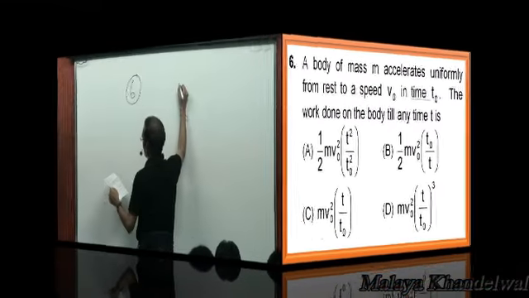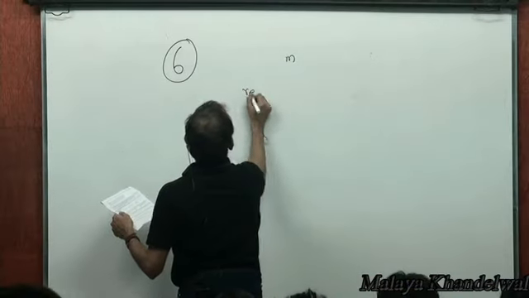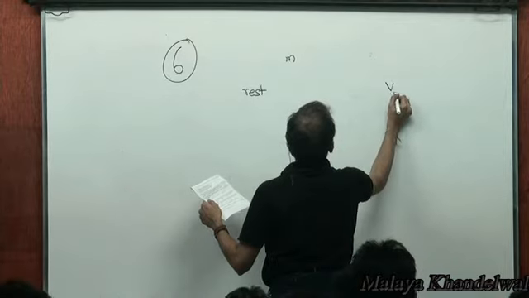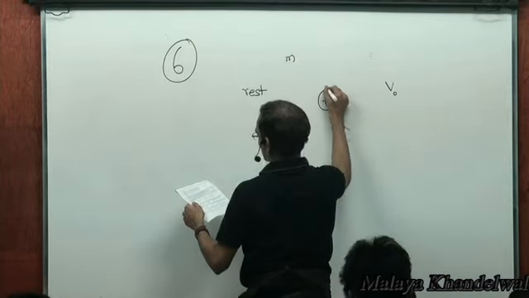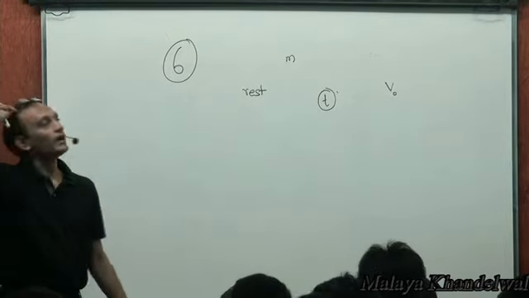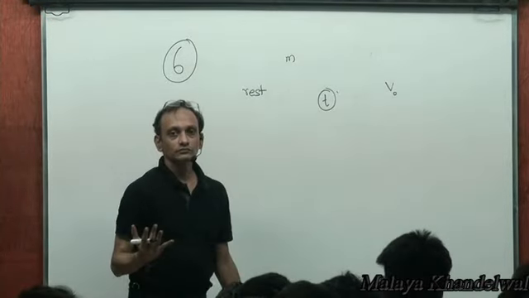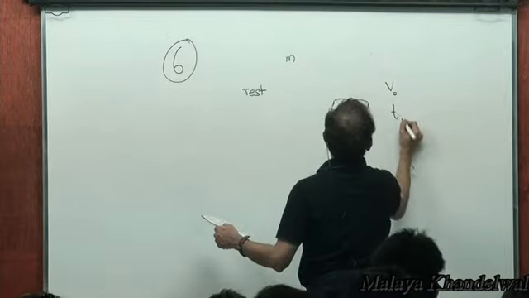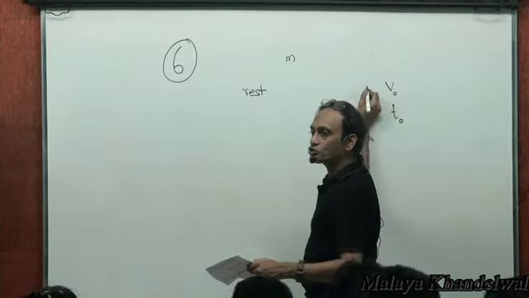A body of mass m starting from rest accelerates to a speed v0 in t seconds. The work done on the body till any time t, till any instant, this is till time t0. In t0 seconds, it accelerates to a velocity v0.